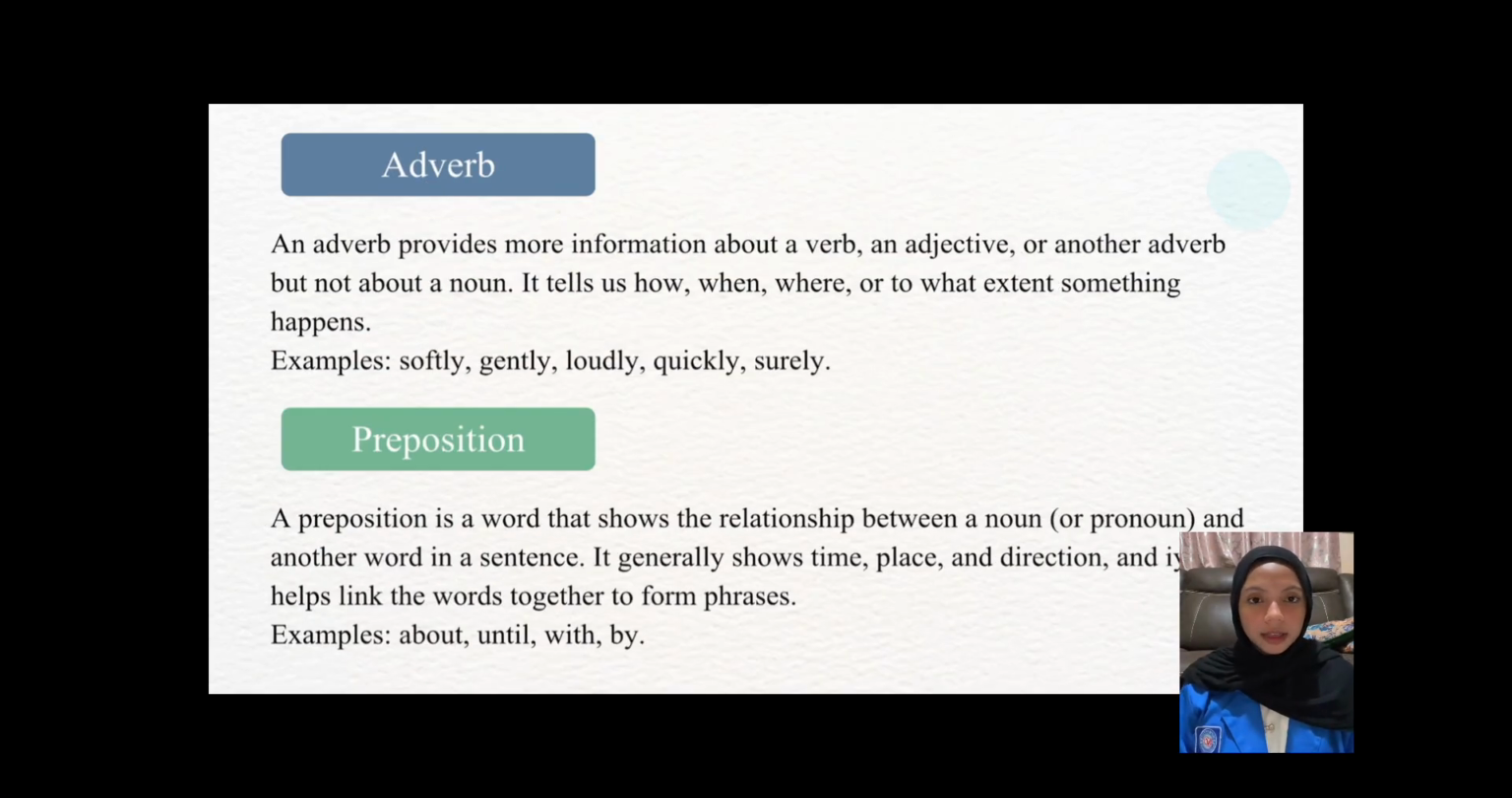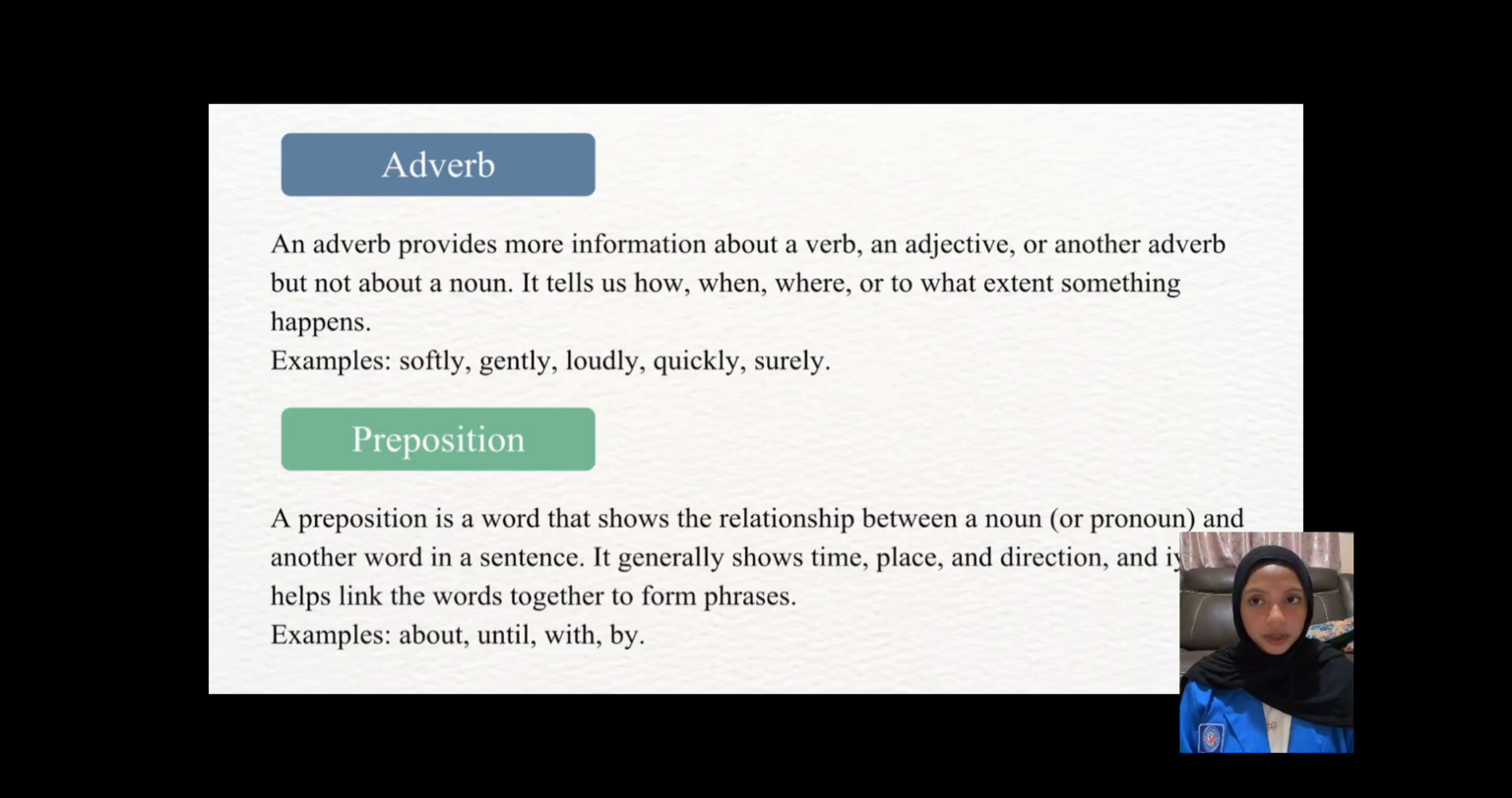And the next is adverb. An adverb gives extra information about a verb, an adjective, or even another adverb, but not about a noun. It tells us how, when, where, or to what extent something happens. For example, gently, loudly, quickly, or surely. For example, in the sentence, he ran quickly, the word quickly tells us how he runs.